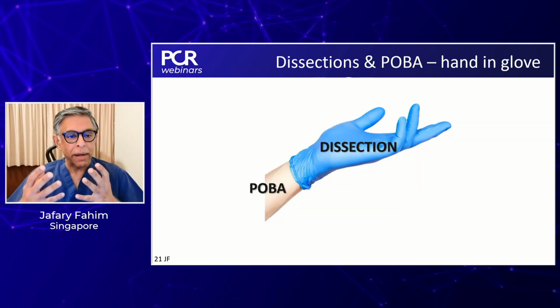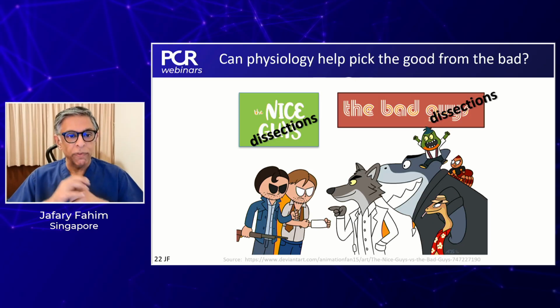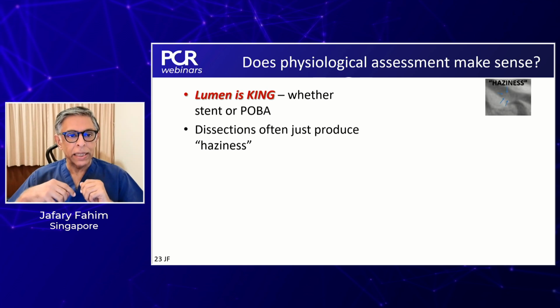The fact of the matter is that balloon angioplasty and dissections go hand in hand. The mechanism, as Yoshi just pointed out, of balloon angioplasty working is dissection. And so if you keep that in mind, then the question you have to ask is, can physiology help pick up the good dissections that you can leave from the bad ones? And that ties in with the question, does it even make sense? Why do physiology? Does it make biological sense?